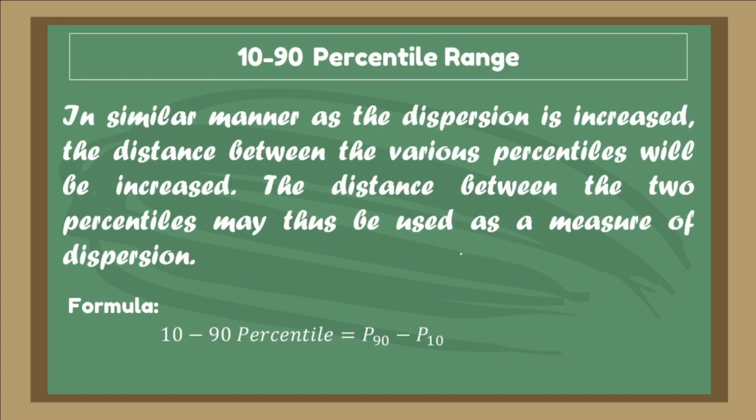Okay, let us now proceed to the 10-90 percentile range. In a similar manner, as the dispersion is increased, the distance between the various percentiles will be increased. The distance between the two percentiles may thus be used as a measure of dispersion. So for the formula of the 10-90 percentile, we have P90 minus P10. So that means we are going to solve for the P90 and P10, then subtract the value of P10 from the value of P90.